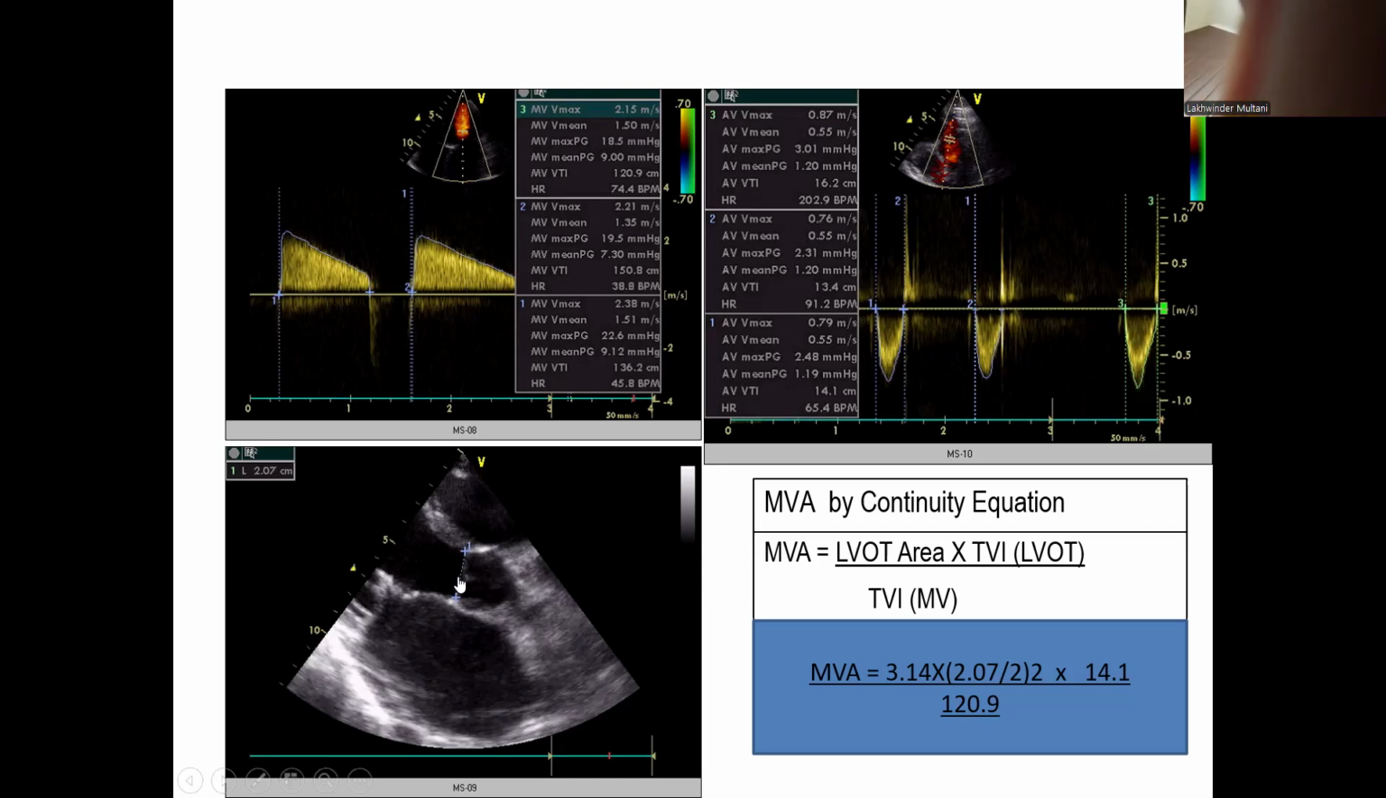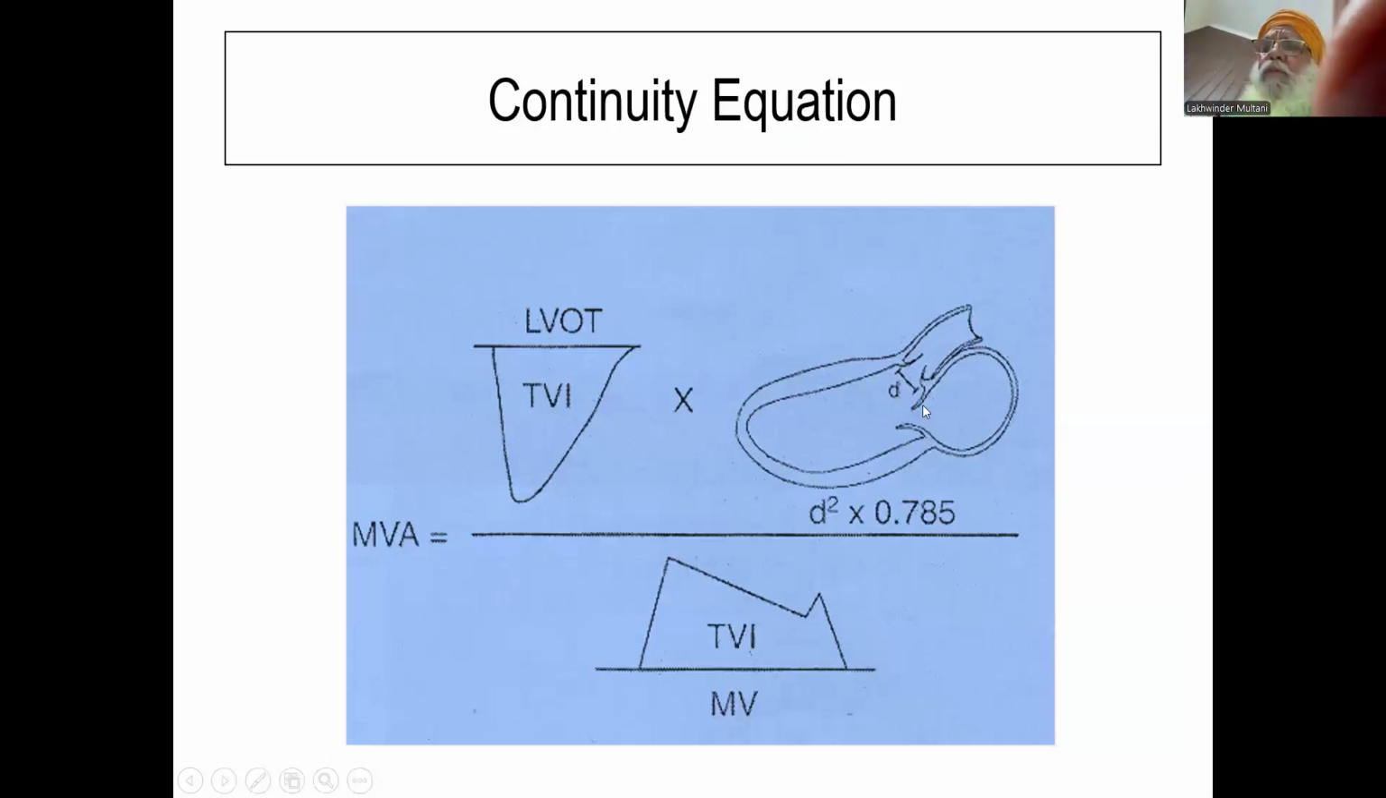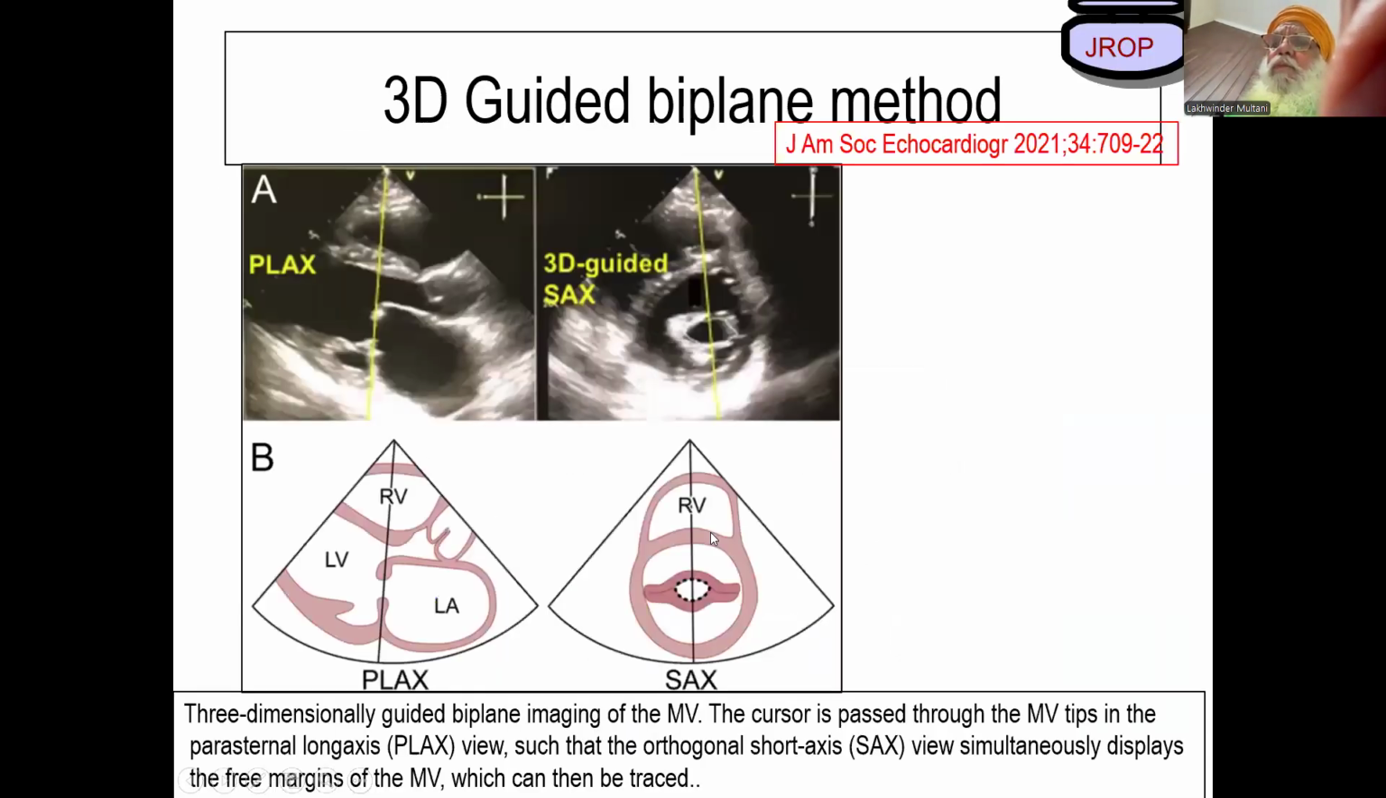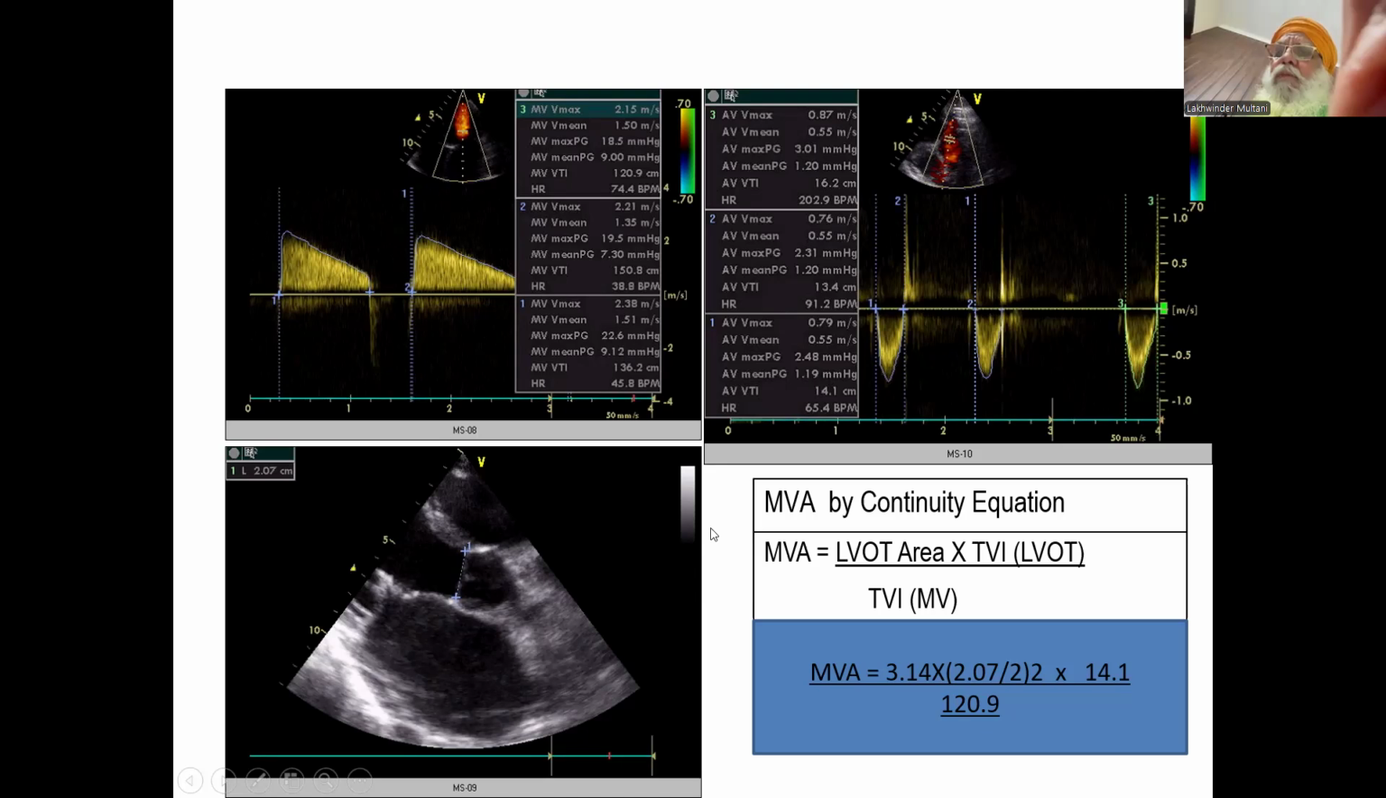Now we need an area as well as a VTI across the mitral valve. We have a VTI with us. We put a continuous wave Doppler across the mitral valve and we get a VTI of 136.2, 120.9. So the LVOT stroke volume, divided by the VTI of the mitral valve, will give you the mitral valve area. Is that clear?